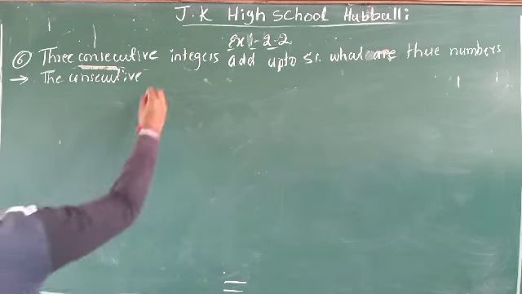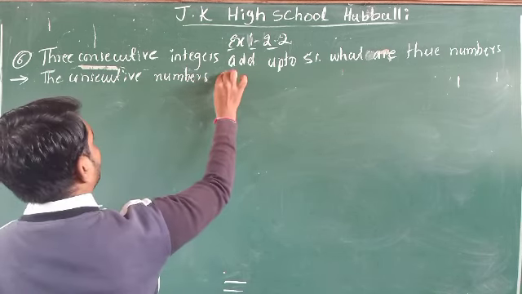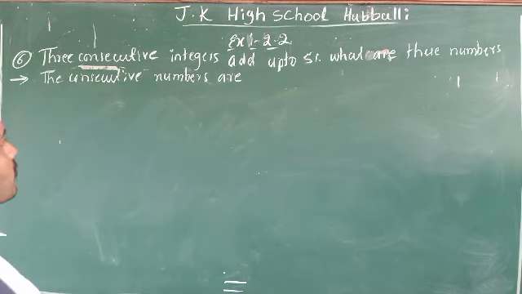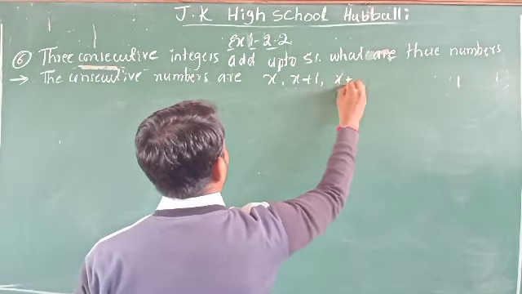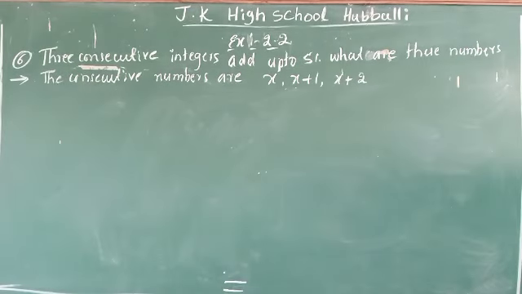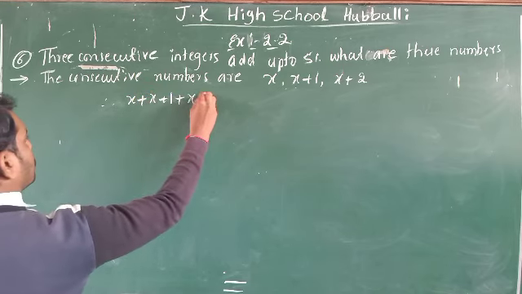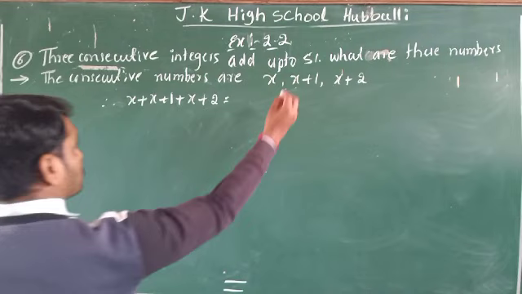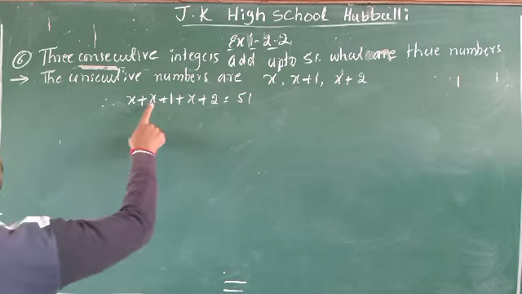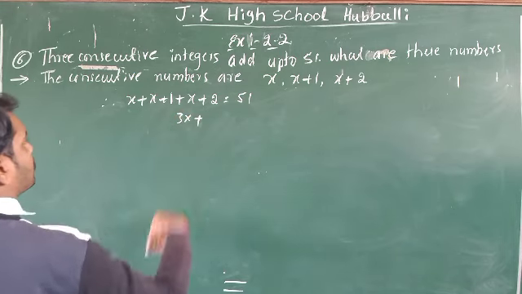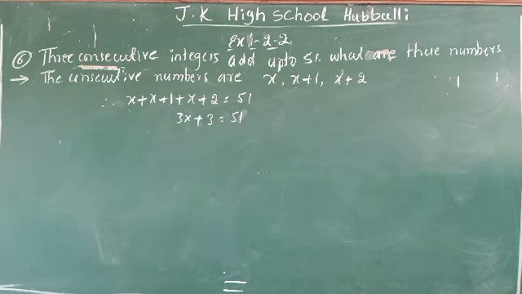The consecutive numbers are x, x plus 1, x plus 2. These are the consecutive numbers. Next one, therefore x plus x plus 1 plus x plus 2 is equal to, so what is the add up? It is 51. Next one, 1 2 3, 3x plus 1 plus 2 is 3, is equal to what? 51.